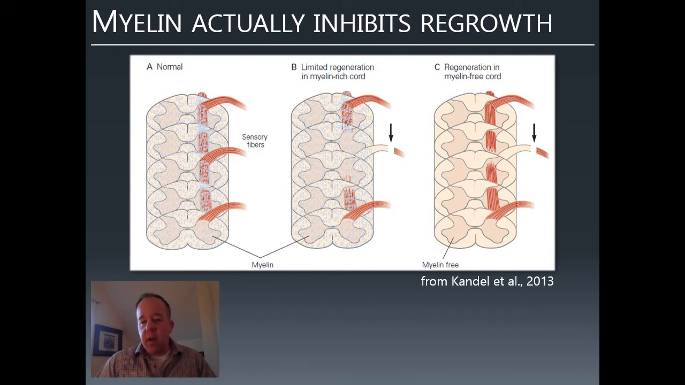On the right, this is from mice that have been irradiated. Radiation has destroyed the myelin in the spinal cord. And now those neurons have no trouble regrowing. Now, this is not a treatment option because removing the myelin causes all sorts of other problems. So this is not a solution for spinal cord injury. But it does demonstrate that something about the myelin in particular is preventing regrowth of these neurons.